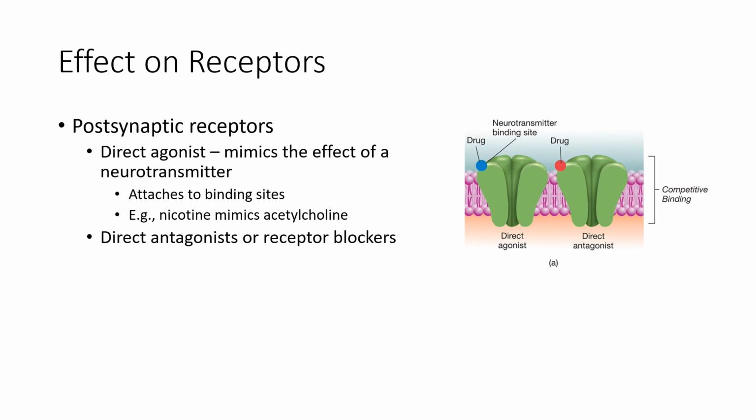We can also have a drug be a direct antagonist. So in this case, the drug will again bind where the neurotransmitter would typically bind. But instead of being an excitatory response or reaction, instead we're going to get inhibition. So again, this is going to be antagonistic. So it's going to bind where the neurotransmitter would, but the result of that is going to be an inhibitory one.